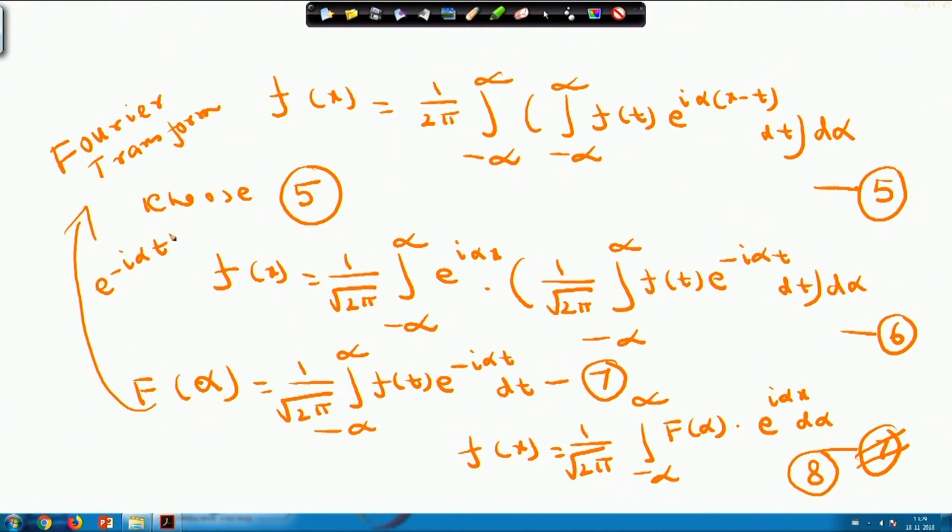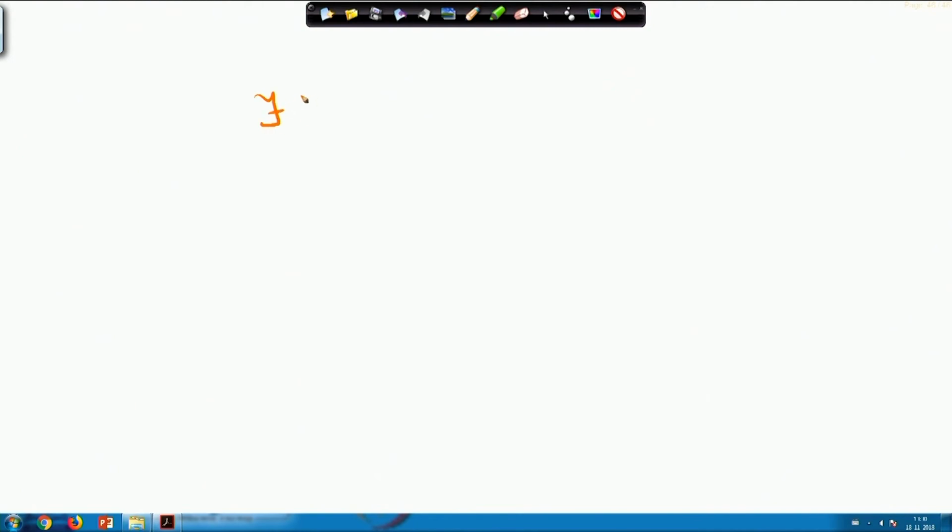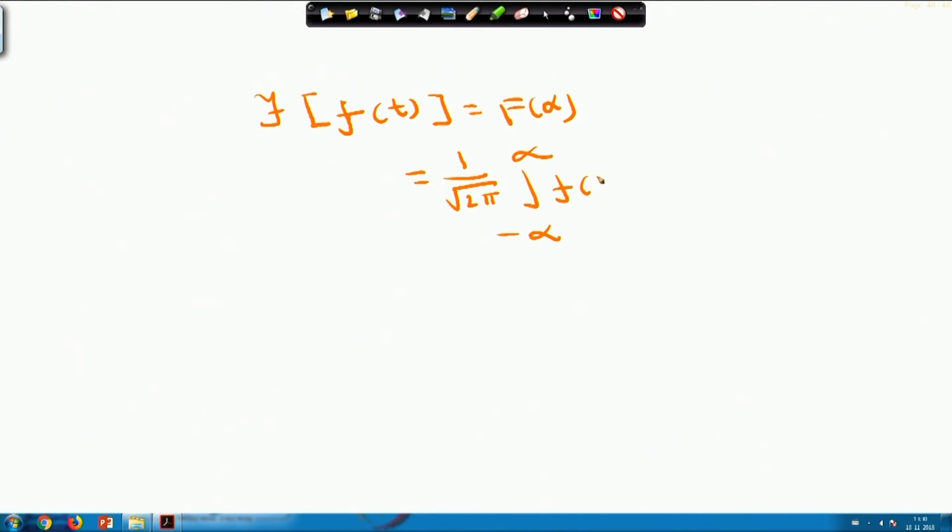Please note that this equation 7, that is F(alpha) equals 1 by root 2 pi, integral from minus infinity to infinity of f(t) e power minus i alpha t dt, is known as the Fourier transform of the function f(t), where the kernel is e power minus i alpha t. We represent it like this: Fourier transform of f(t) equals F(alpha), which is nothing but 1 by root 2 pi, integral from minus infinity to infinity of f(t) e power minus i alpha t dt.